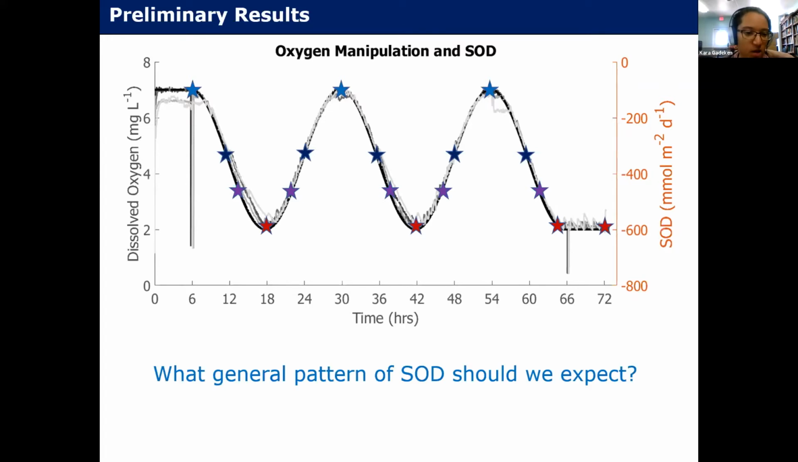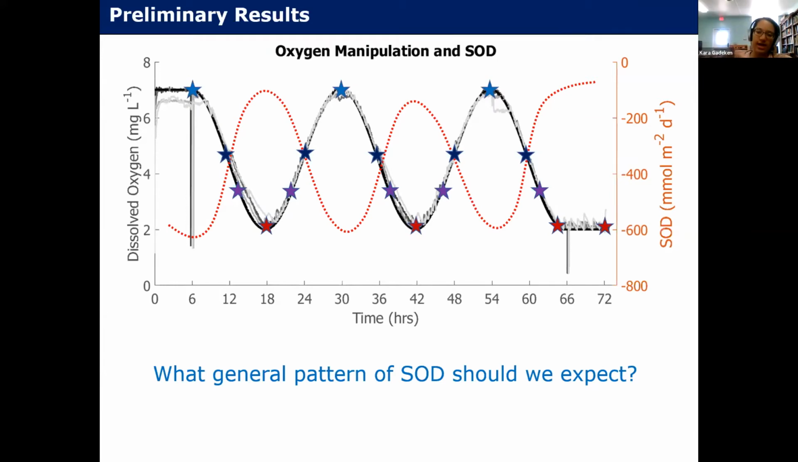I took SOD measurements at all of these different time points. If we're thinking about what general pattern of SOD we should expect from these data, it should theoretically look something like this, where the oxygen seems to be varying inversely with the pattern, where the sediment oxygen demand is very high. It's very negative when the oxygen is high, and the sediment oxygen demand is very low or less negative when the dissolved oxygen is low.